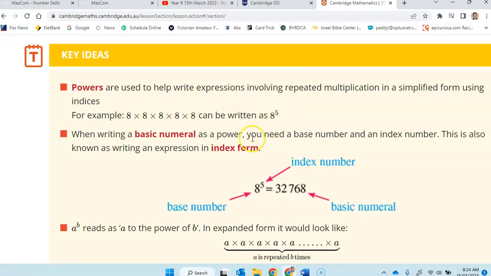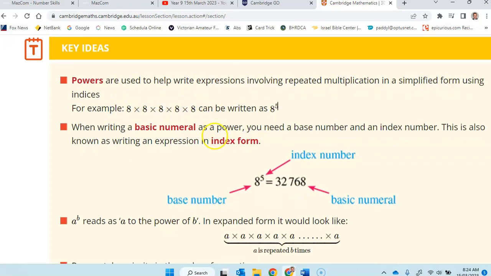It's not 8 times 5, right? So we have our base number, which in this instance is 8. The index number, or the power, is to the 5th, and the basic numeral is the answer. So if you multiply 8 times 8, 64, times 8 times 8 times 8, then you can write that in index form as 8 to the 5th. In expanded form, you write it as 8 times 8 times 8 times 8 times 8.